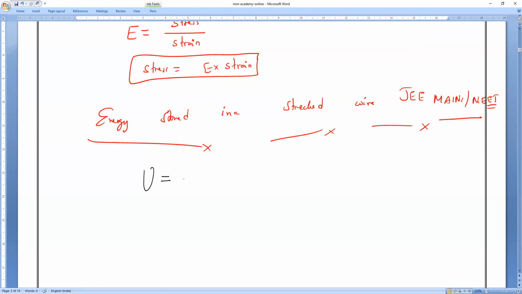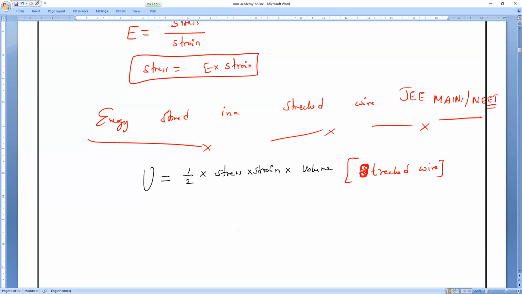So potential energy U is equal to, write the formula, later we'll derive it, half into stress into strain into volume. All of you remember. It's very, very important. You need not think about anything, we'll study the derivations also. So this is the formula for potential energy of a stretched wire. Note it. Do you understand it? Of a stretched wire, this is the formula.